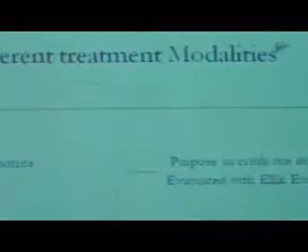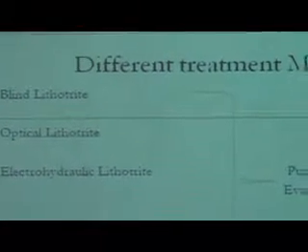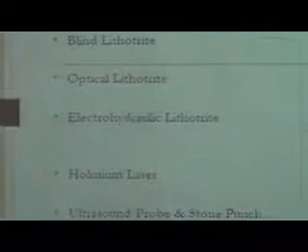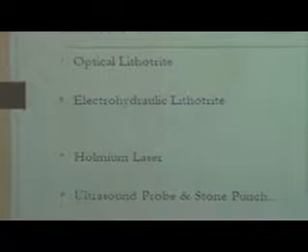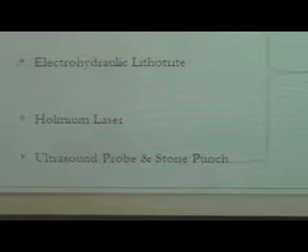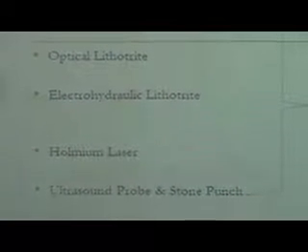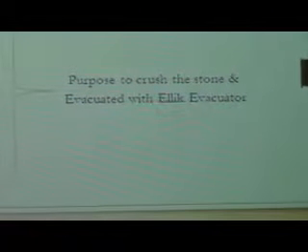Now come to the treatment part. There are different modalities to treat urinary bladder stone. These modalities are blind lithotripsy, optical lithotripsy, electrohydraulic lithotripsy, holmium laser, ultrasound probe, and stone punch. The purpose of all these modalities is to crush the urinary bladder stone and remove it by evacuator. That evacuator is called evacuator. The whole purpose is that somehow you reach the urinary bladder, crush it and remove it, or let it come out through the urethral tube.